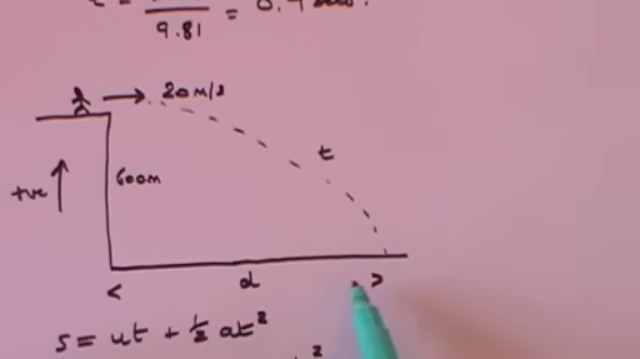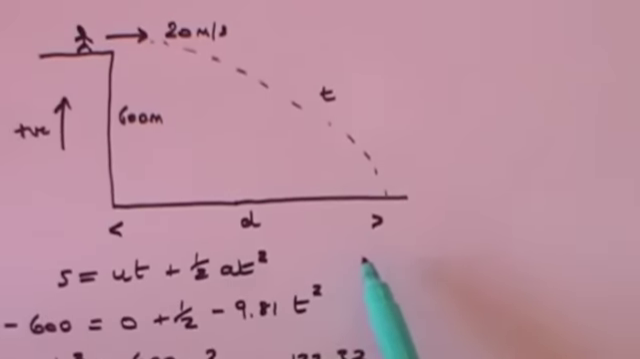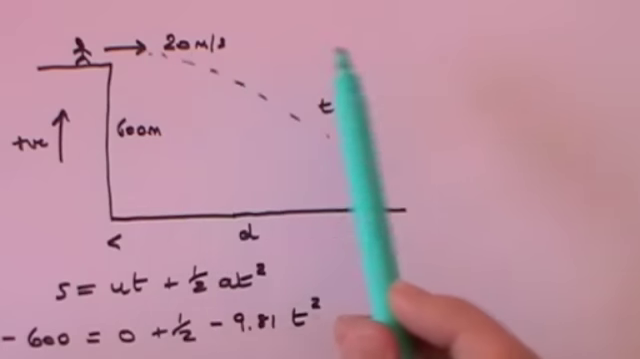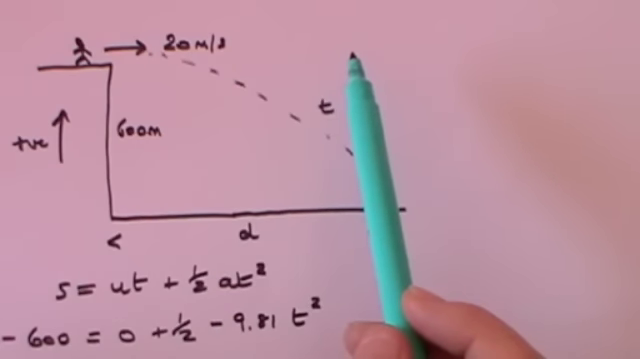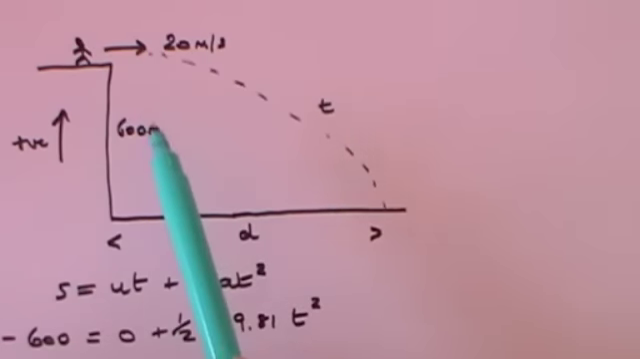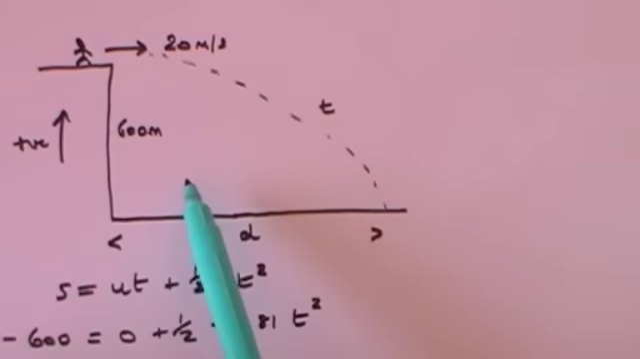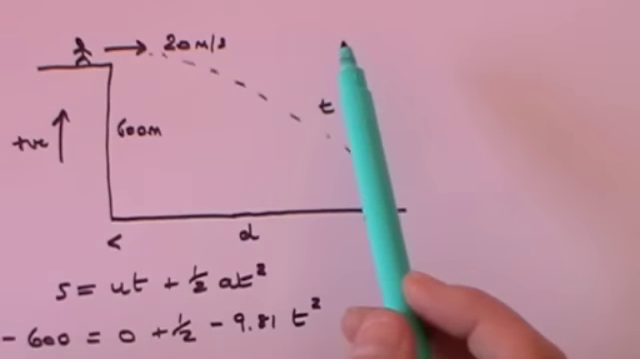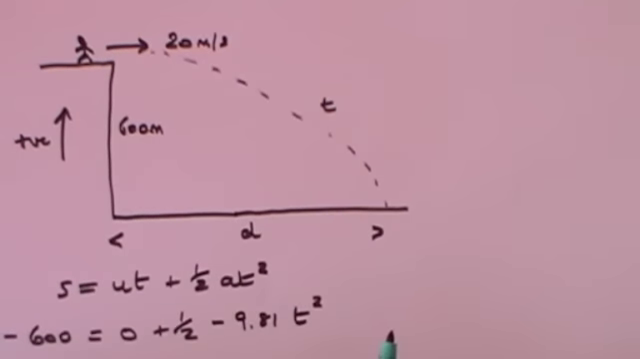And now we need to know the range. Well, that of course is fairly simple because the horizontal component of the velocity will not change. It will still be 20 meters per second. The vertical component of the velocity is changing due to gravity, but the gravity will have no effect on the horizontal velocity, which remains 20 meters per second throughout.